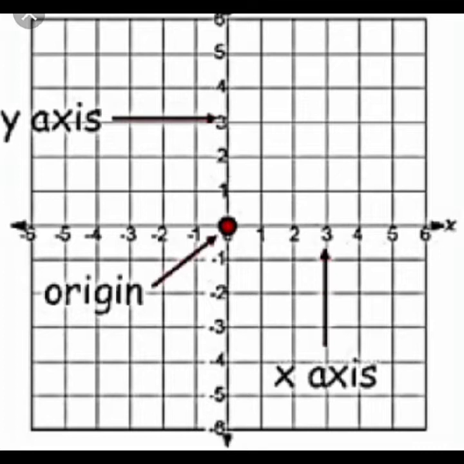The x value is known as the abscissa and the y value is known as the ordinate. For example, in the ordered pair 2, 3, 2 is the abscissa and 3 is the ordinate. Abscissa means the first value of the ordered pair, that is the x value, and the y value, the ordinate, is the second value.